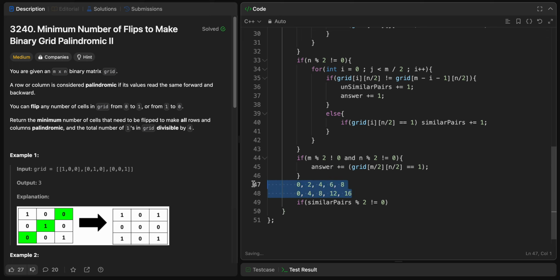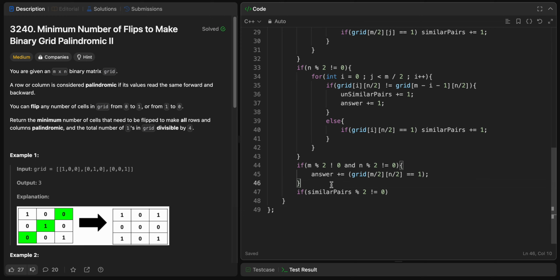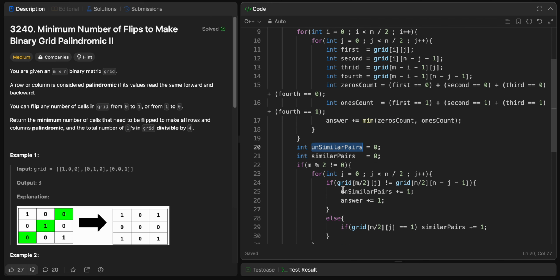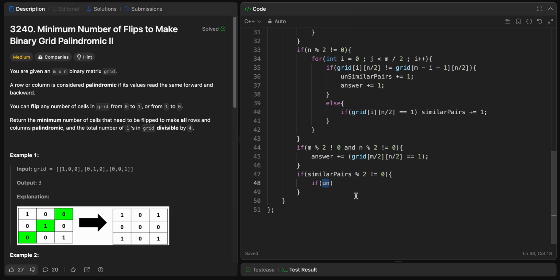So if there are an even number of similar pairs, then it's fine, because in that case it will always be divisible by 4. But if there are an odd number of similar pairs, in the sense that similar pairs percent 2 is not equal to 0, then we do have two options. That's if unequal pairs or unsimilar pairs is equal to 0. If unsimilar pairs are 0, in that case, we need to add 2 to the answer, because there are no unsimilar pairs that are found till yet.